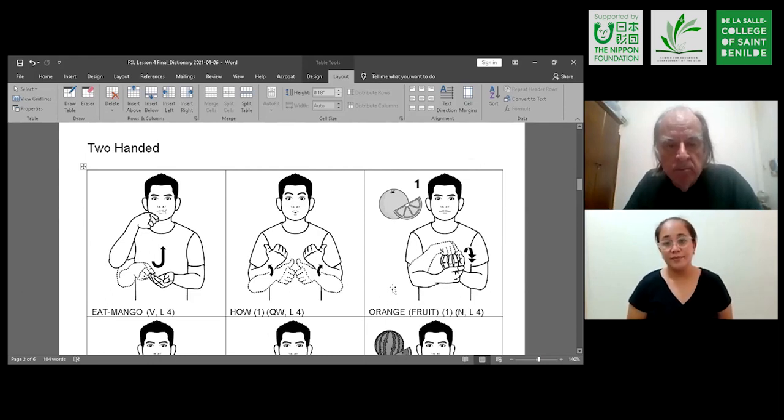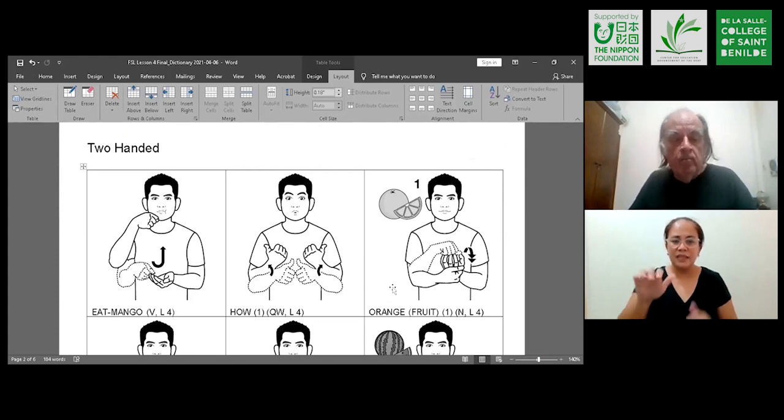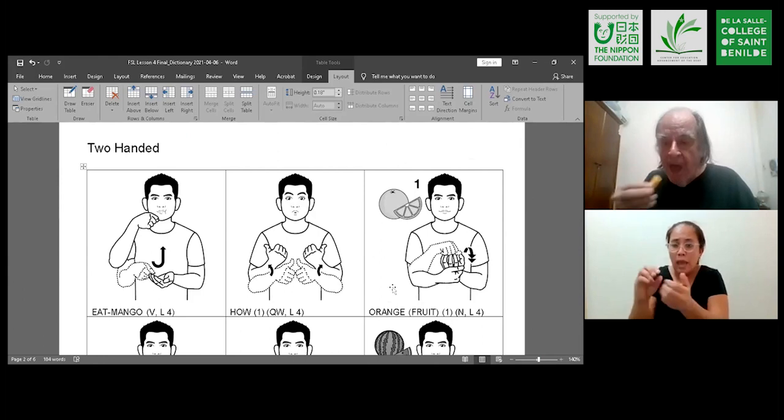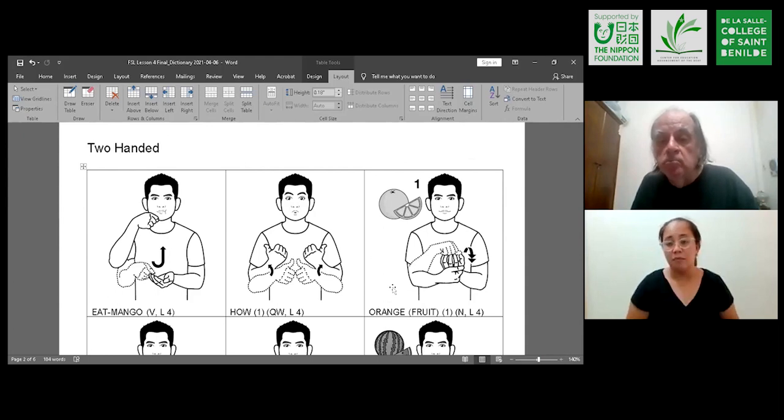Okay. Dr. Woody, as you can see, here are our two-handed signs. We have eat, mango, how. Now, do how and orange have the same hand shape? No. Orange is more like this.